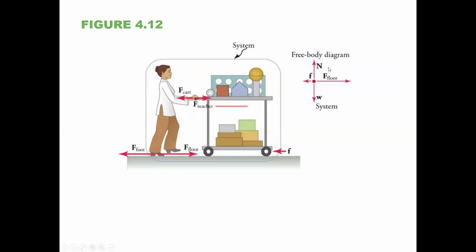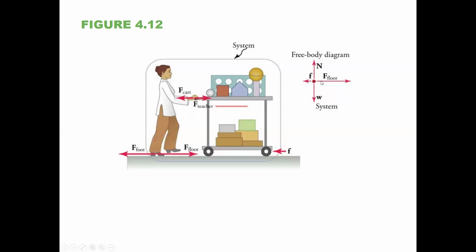So these are free body diagrams. What does the dot represent? The dot represents this entire system: the teacher and the cart. And you see that the friction force is against both the cart and the teacher moving.